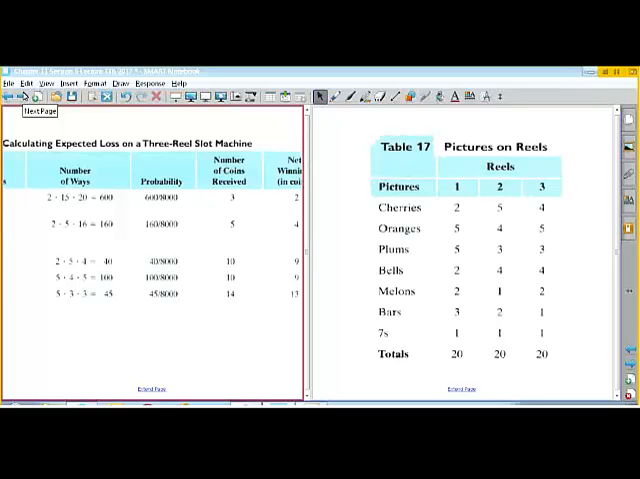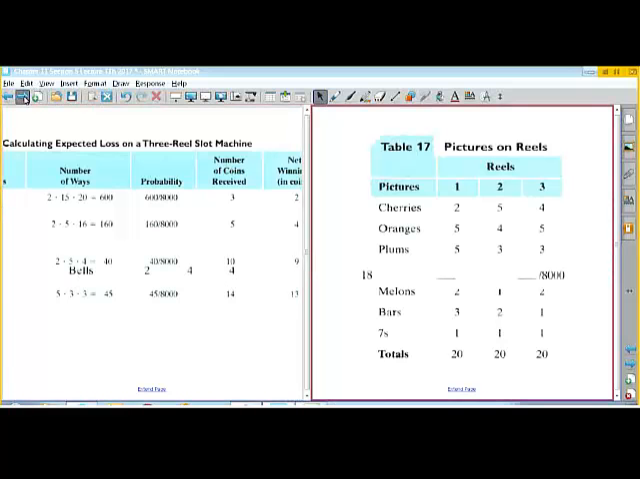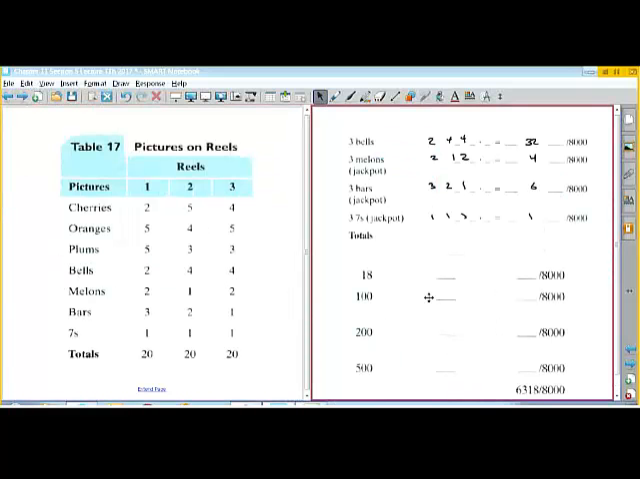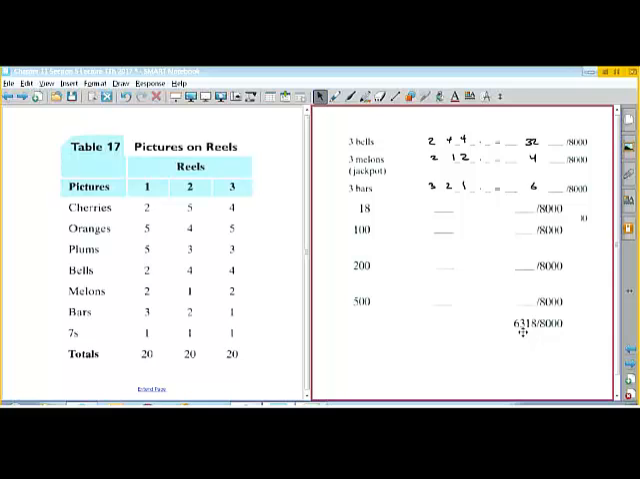And if you add all those, the product of the probability times the value, and you add all those up, the answer is 6,318 out of 8,000. What that means is that if you played 8,000 times, you would get back 6,318 coins. So obviously you lose because they're trying to make money.